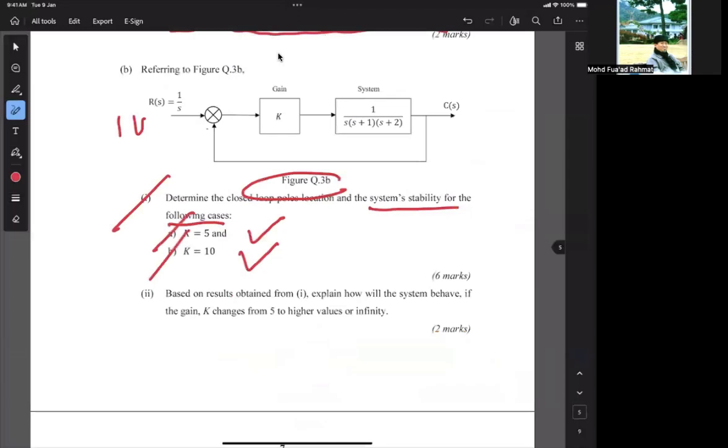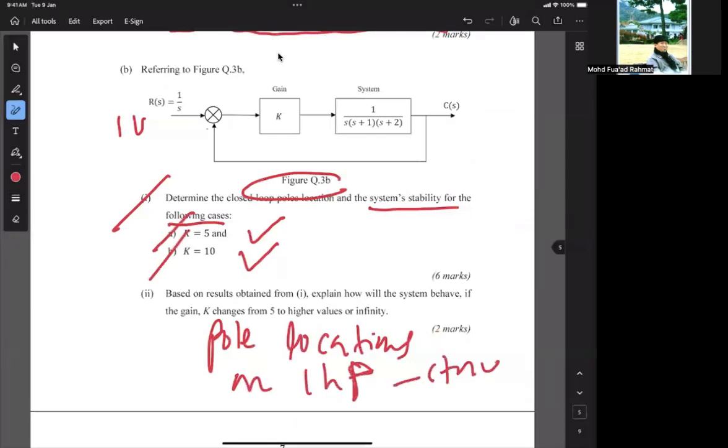Based on the result obtained in part one, explain how the system will behave if the gain changes from K to higher values or infinity. So you can say that it is the pole locations. Poles on the left half plane: stable. Poles on the right half plane: not stable.